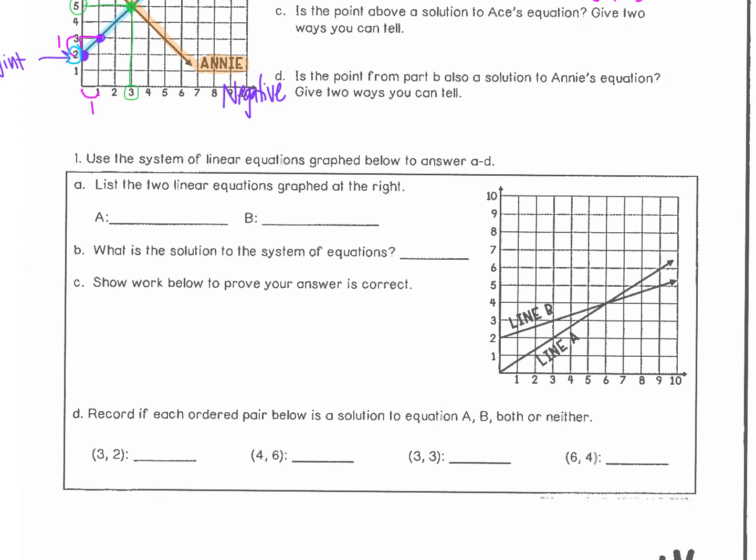Again, to start out, I'm going to highlight the lines in two different colors. Line A is going to be this line. So I'm going to highlight my answer for A there. And then line B, also a positive, but just not quite as steep. I'm going to highlight B there. I'm going to find the place where they intersect.